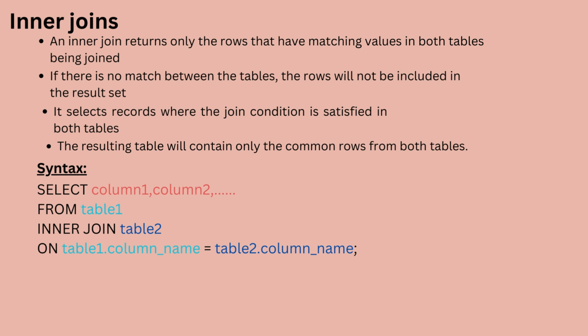The syntax for writing the inner join command is as follows. SELECT column names FROM table, then comes the INNER JOIN function, which is between table 1 and table 2 ON the basis of the condition or common column between the tables.